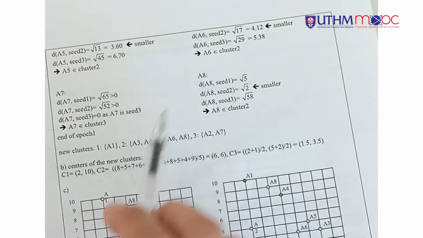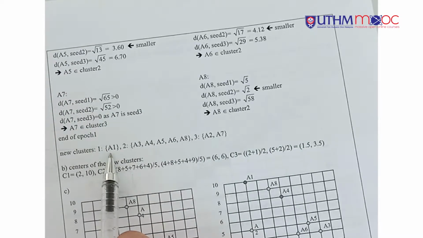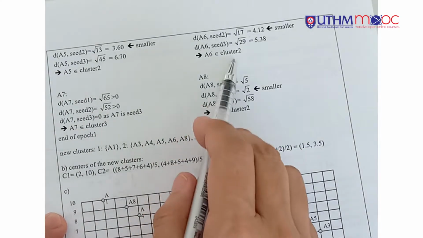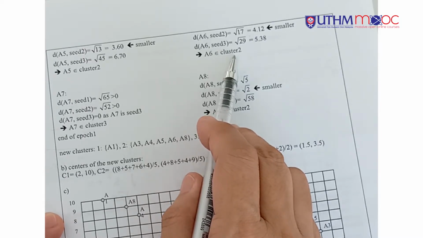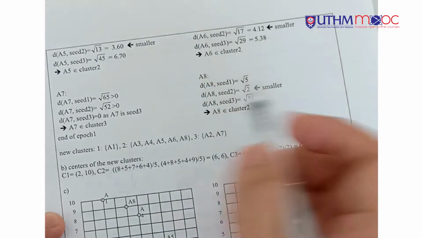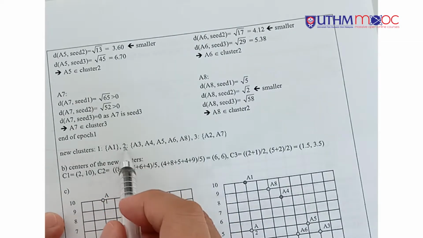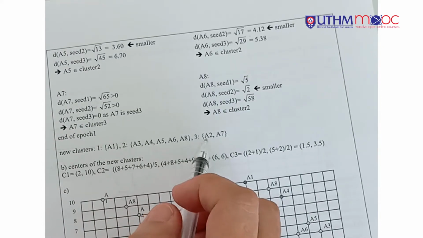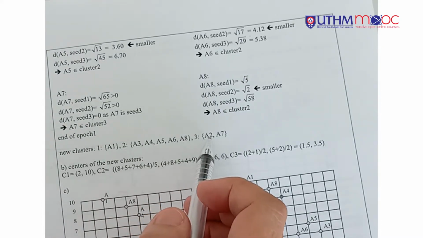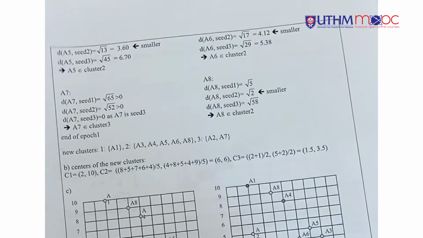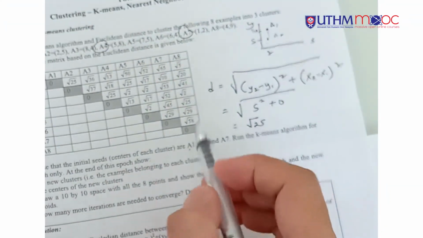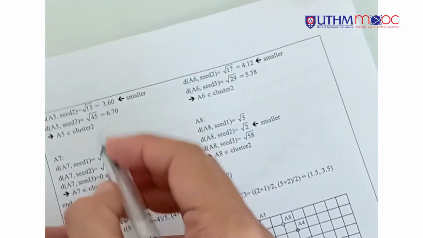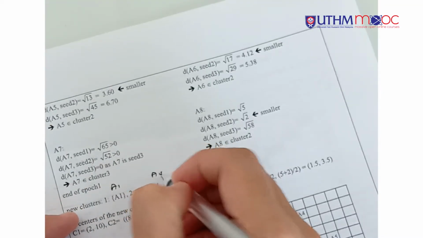So the new cluster will look like this. A1, only 1. Cluster 2, we collect back the data points that belong to cluster 2. So now cluster 2 has members A3, A4, A5, A6 and A8, and finally cluster 3 has A2 and A7. This is as compared to the original clusters. Remember, the original clusters were A1, A4 and A7. So before this, this was only A1, this was only A4, this one was only A7. Okay, but after the first epoch, we get new clusters.